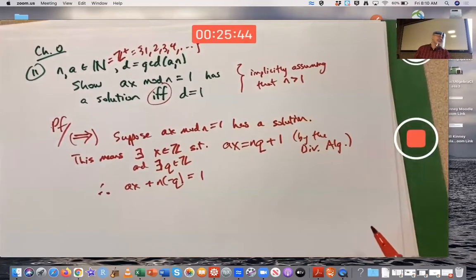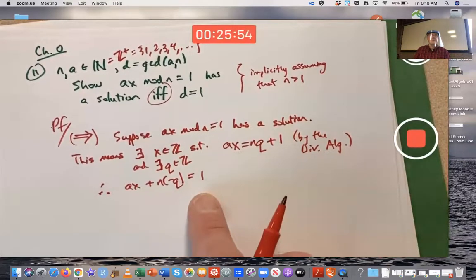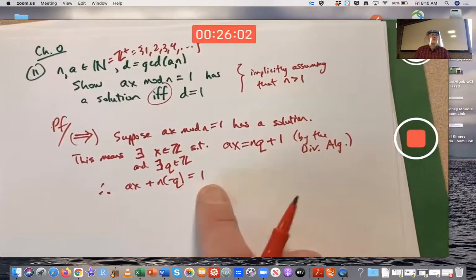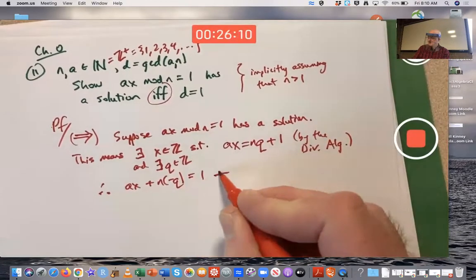I guess it's not literally applying the corollary as stated here, it's applying the second sentence of the theorem. We have found a linear combination of a and n equaling 1. The second sentence in the theorem says the GCD is the smallest positive integer of this form. Therefore, since 1 is the smallest positive integer, the GCD has to be 1. A and n have to be relatively prime. Does that make sense?